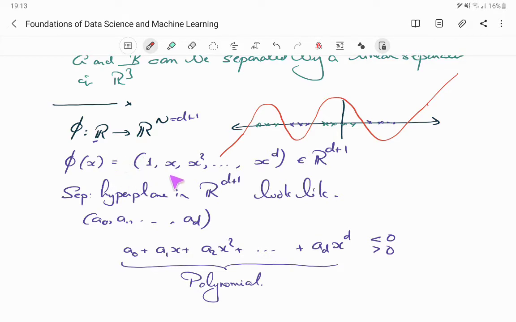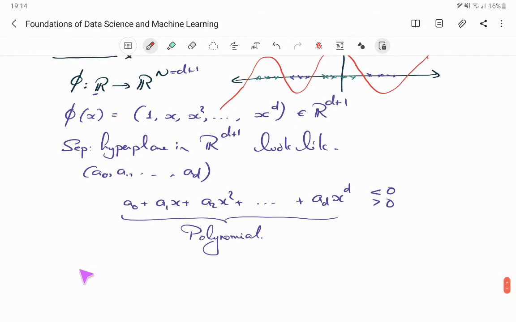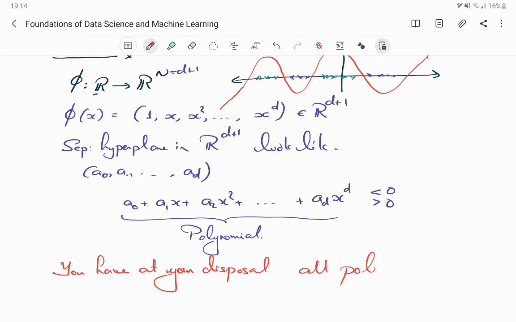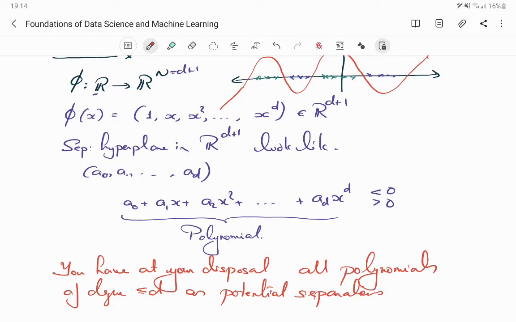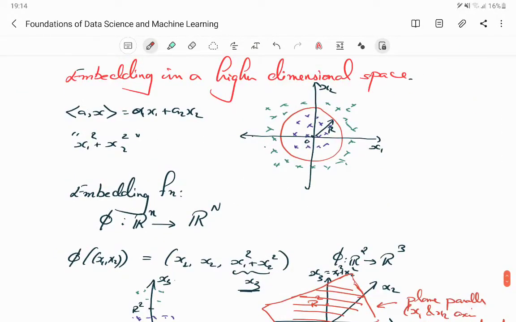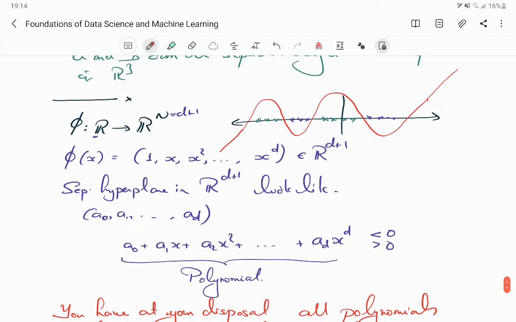So by doing this phi, what you automatically get is, you have at your disposal all polynomials of degree at most d as potential separators. For example, you really do not need to worry whether the circle was centered at origin. Even if it was centered somewhere else, then the more appropriate metric would have been x1 minus that center's first coordinate, the whole squared, plus x2 minus c2 squared, but this will still be a second degree polynomial, and that will be available to you if you choose this as your phi.